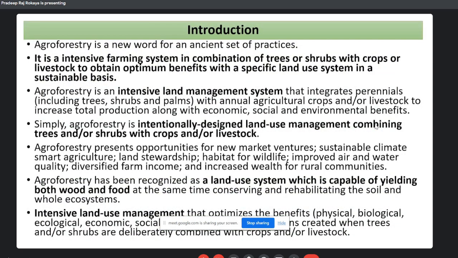First, let us move into the introduction part. What is agroforestry and what do you mean by agroforestry? Some definitions, some concepts and some conceptual framework on agroforestry. Agroforestry is a new word. There are two words, agro and forestry, and the combined word is agroforestry. So agroforestry is a new word for old practices.